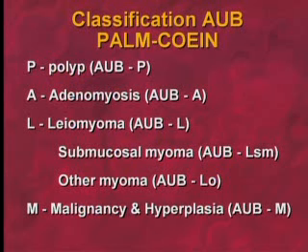The A is for adenomyosis. Adenomyosis is the normal lining of the uterus, usually kind of grows into the muscular wall of the uterus, and it's confined to the uterine muscle. Generally the clinical picture of that is a big, boggy, bulky uterus. The L is for leiomyoma, uterine fibroids. And then the M is for malignancy and hyperplasia.